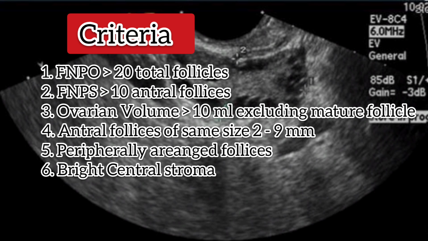The antral follicles are usually arranged on the periphery of the ovary, and the central stroma is free, and this will give the string of pearls sign. And the sixth criterion is that the central stroma will be brighter as compared to the periphery. We can also go for an MRI for further diagnosis.